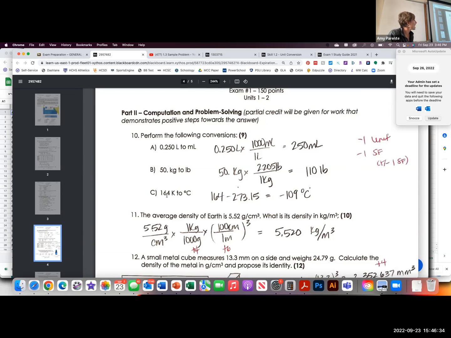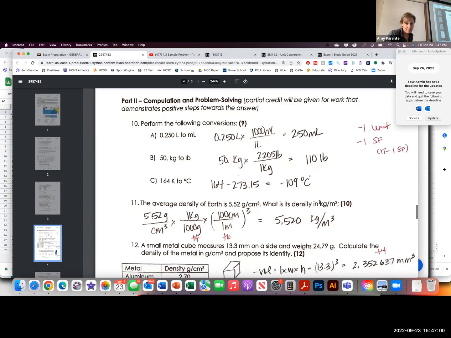And then converting Kelvin to Celsius, or the other way around, is important. You're always going to have positive values if something's in Kelvin. You can have negative degree values if something's in Celsius, but how you interconvert is, in this case going to Celsius, we take our Kelvin temperature and we subtract 273.15 and we get a -109. If we were going in the opposite direction, we would add 273.